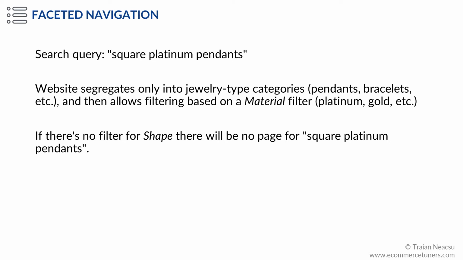Let's say you sell jewelry and would like to rank for the query square platinum pendants. Your website hierarchy only segregates into jewelry type categories such as pendants, bracelets, and so on, and then it allows filtering based on a material filter with values such as platinum, gold, and so on. If there is no shape filter to list the square option, your website will have no faceted navigation page for square platinum pendants.